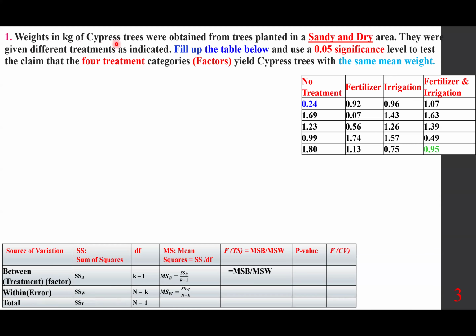Here's an example we want to look at. Weights in kilograms of cypress trees were obtained from trees planted in a sandy and dry area. They were given different treatments as indicated. So no treatment, fertilizers, irrigation, fertilizers as well as irrigation, both of them. Fill up the table below and use a 0.05 significance level to test the claim that the 4 treatments, there are 4 categories, 4 treatments or factors, yield cypress trees with the same mean weight.